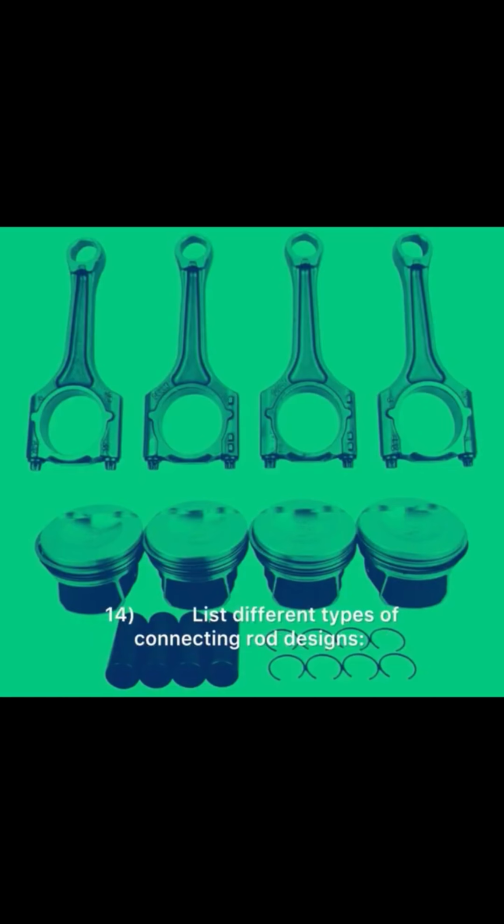14. List different types of connecting rod designs. Straight, offset. Straight cut, bias cut. 15. How do manufacturers align the connecting rod caps? Fracture, sintered metal, dowel, shoulder on rod bolt. 16. What is the purpose of the connecting rod spit holes? Oil to the cylinder wall on the major thrust side.